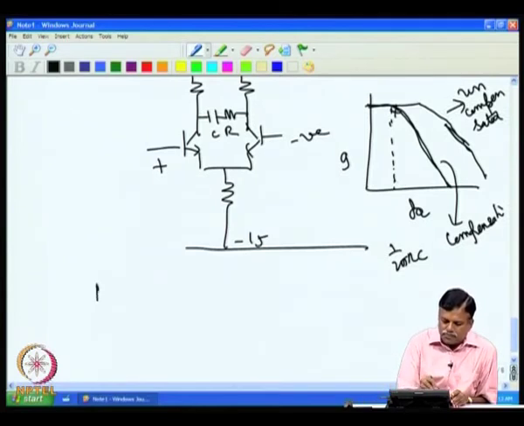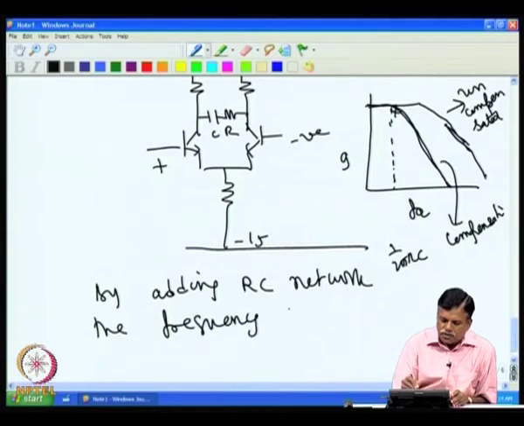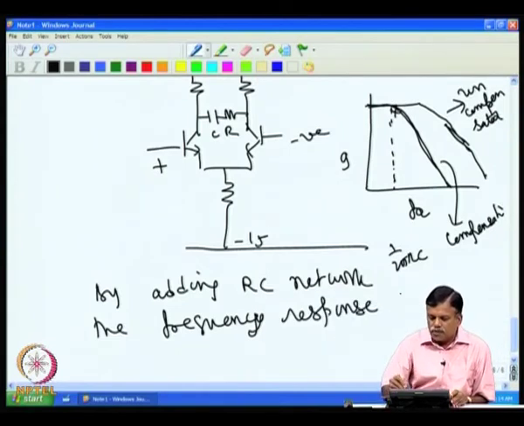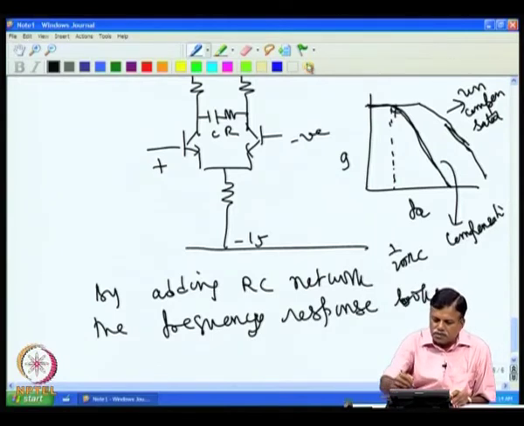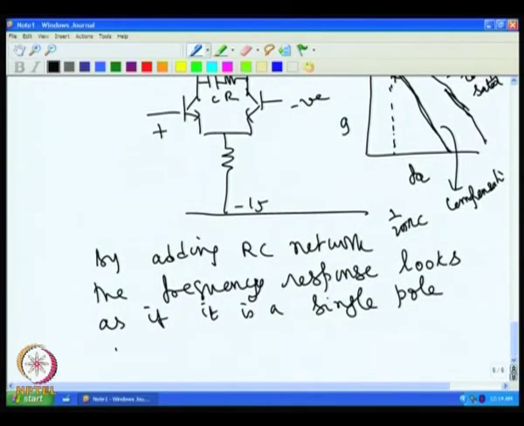So by adding an RC network, the frequency response looks as if it is a single pole amplifier. It is a single pole amplifier.